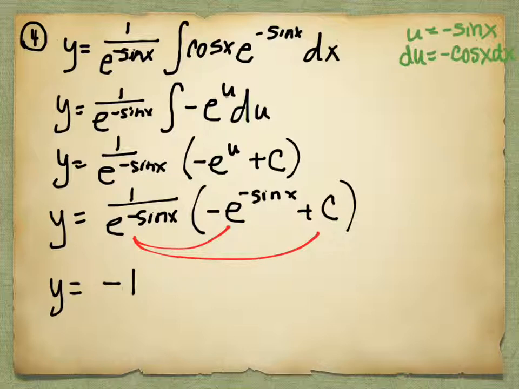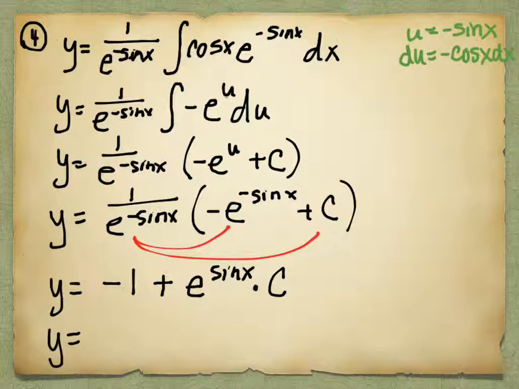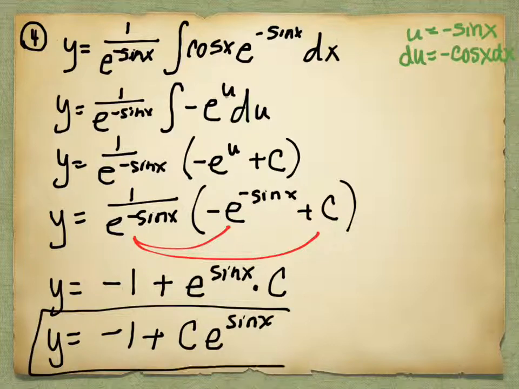-1. The second piece I can rewrite, recognizing that 1 over e to the negative sine x is actually the same as e to the positive sine of x times a c. So that would be fine to have it written that way. I'm going to write it with the c in the front instead, but you certainly could have left it. And then our problem is solved.